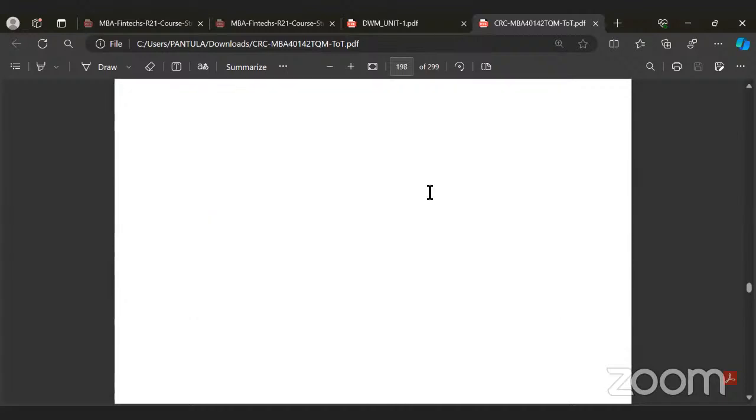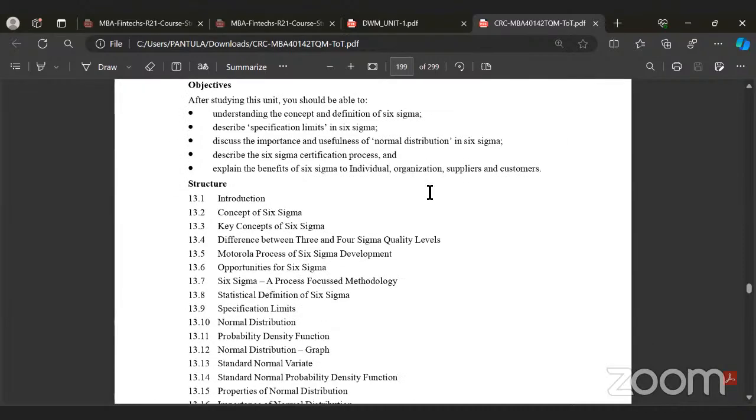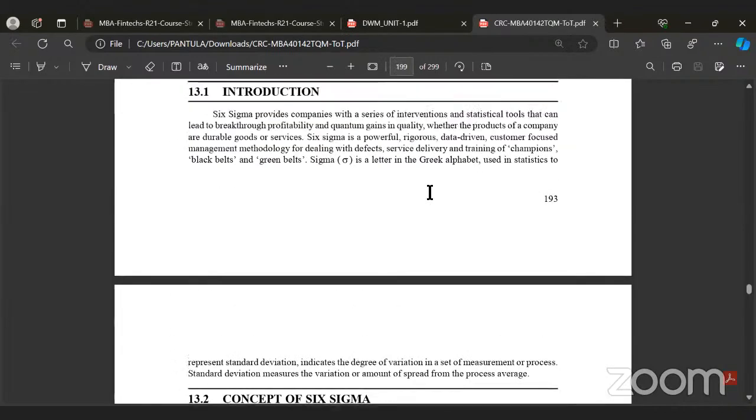Now we'll move towards the first unit, introduction to Six Sigma. Six Sigma provides companies with a series of interventions and statistical tools that can lead to breakthrough profitability and quantum gains in quality, whether the products of a company are durable or services. Six Sigma is a powerful, rigorous, data-driven, customer-focused management approach dealing with defects, services, delivery, and training of champions, black belts, and green belts.